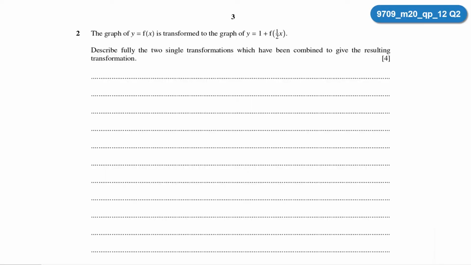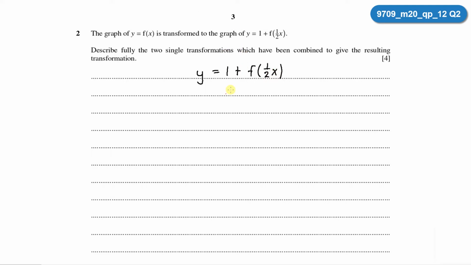So here's question number 2. It goes, the graph of y is equal to f of x is transformed to the graph y is equal to 1 plus f of a half of x. Describe two single transformations which have been combined to give the resulting transformation. Okay, so right here, we've got our function y is equal to 1 plus f of a half of x.